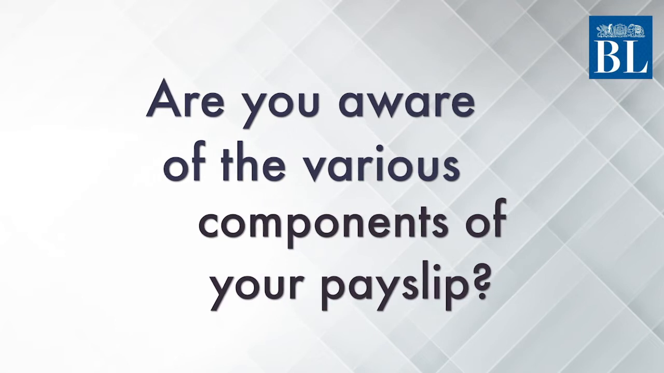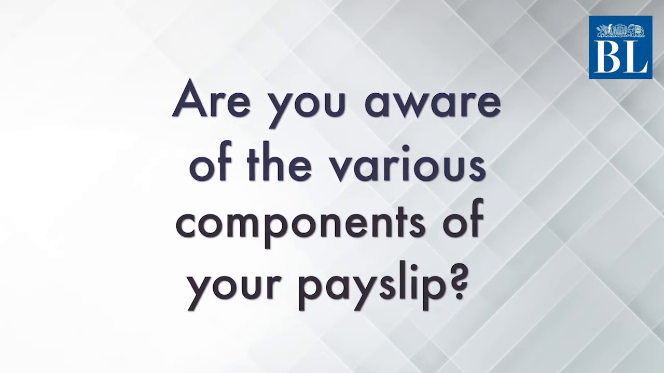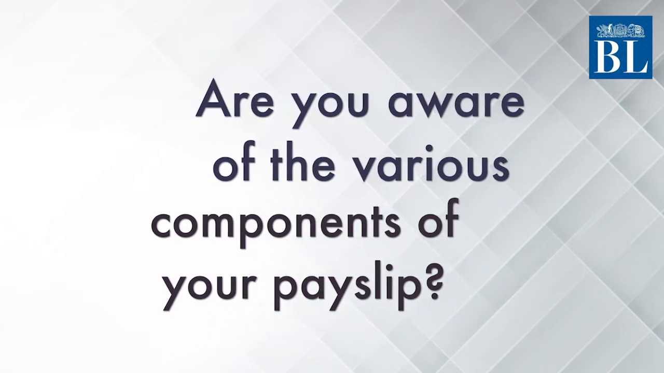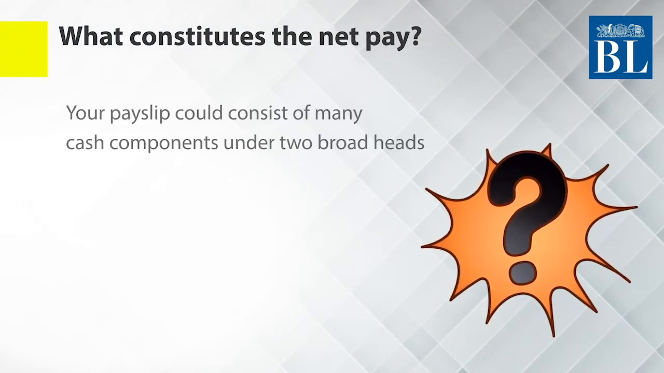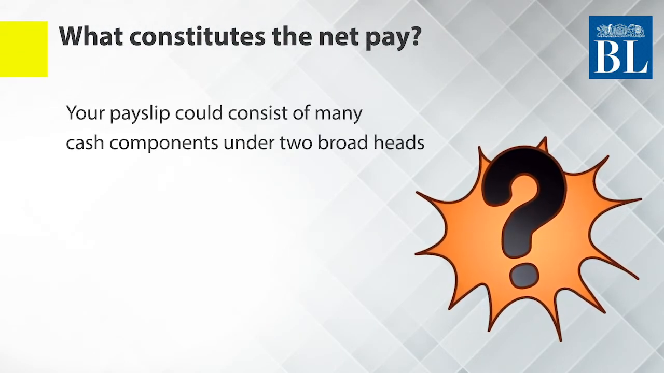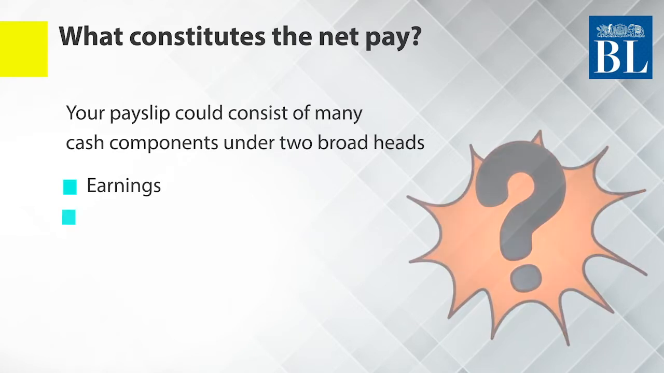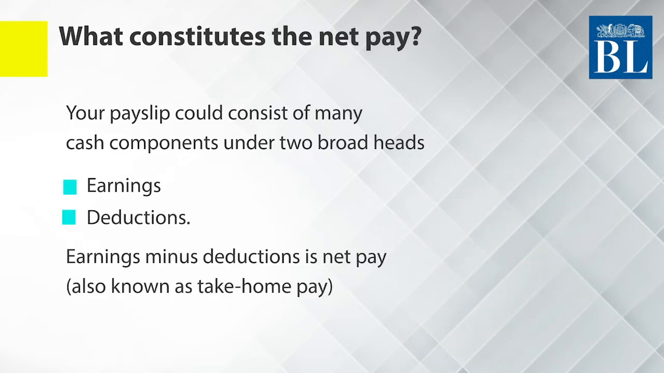Are you aware of the various components of your payslip? Let's take a look at each of these aspects and analyze them. What constitutes the net pay? Your payslip consists of two essential categories, earnings and deductions. So your net pay is the difference between the earnings and deductions.